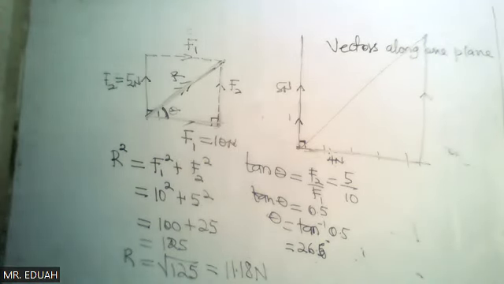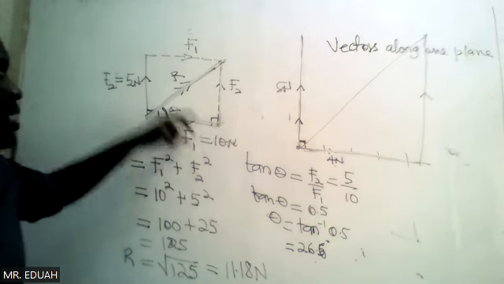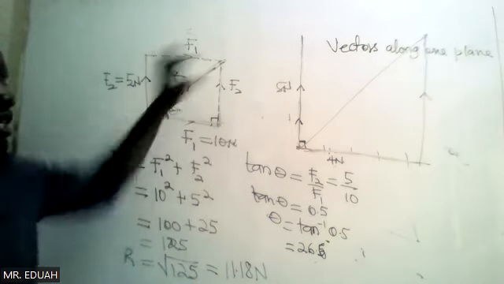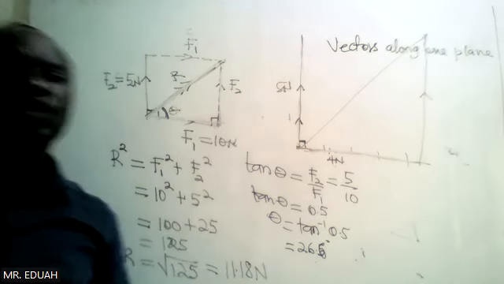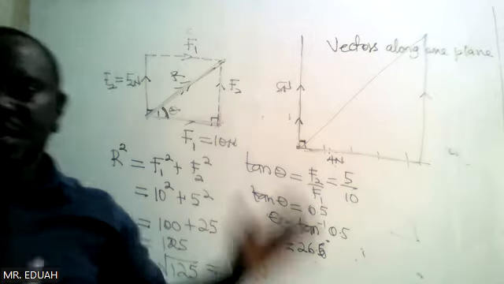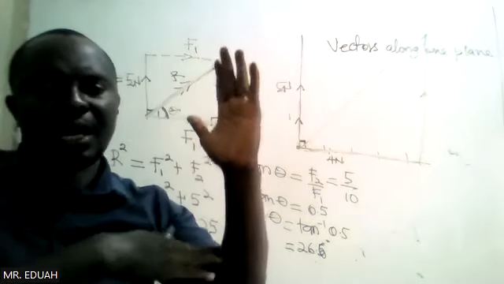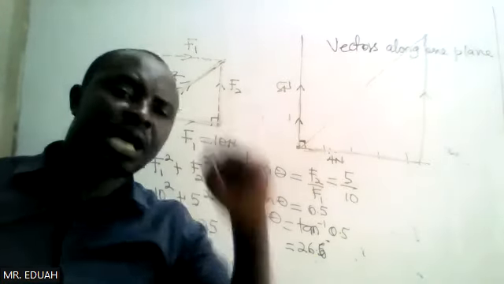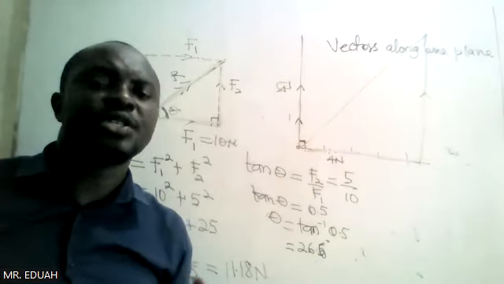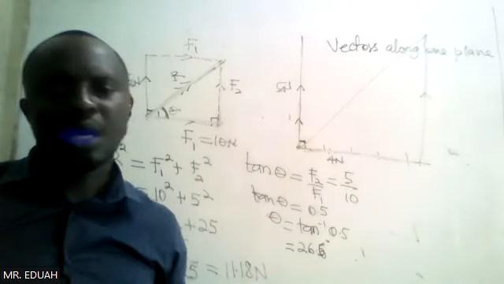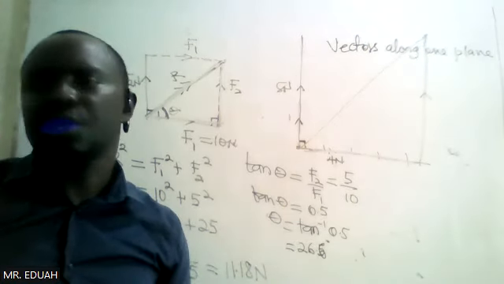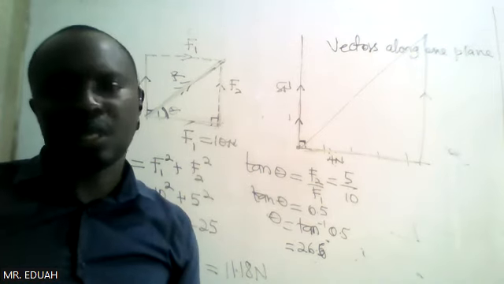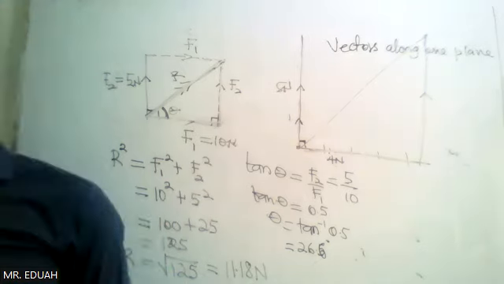Now, when you use sine or cosine, you get the same value because we have all the sides. So if you have two vectors and they are perpendicular to one another, you can use the Pythagoras theorem to find the magnitude and use the trig ratios to also get the direction of the resultant. Please, any question?